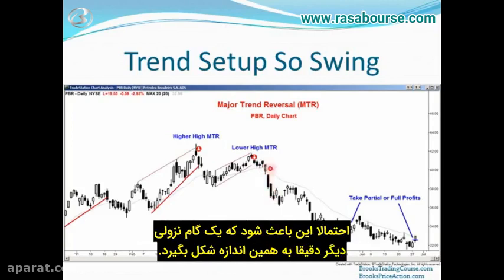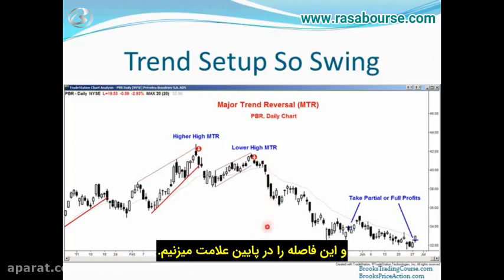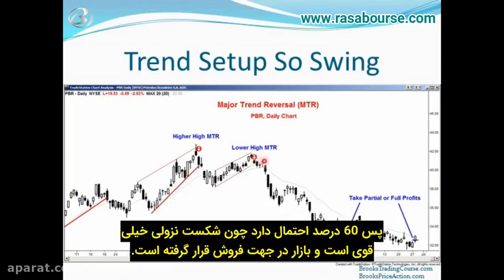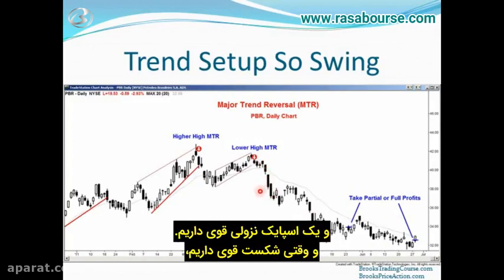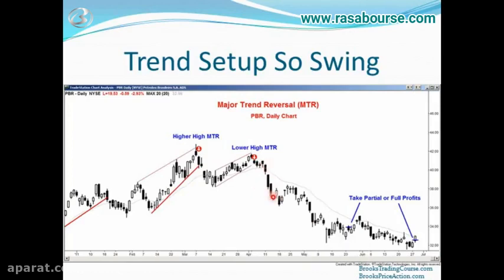This probably will result in at least a measured move down. So if you take the open of this series of big bear bars to the close of this bear bar and project down, it takes you down around here. A 60% chance that the market will get there, and in fact it did. 60% chance because it's a strong bear breakout, the market's always in short, and when you have a strong bear spike in a strong bear breakout, you have a 60% chance of the market reaching a measured move based on the height of the spike.